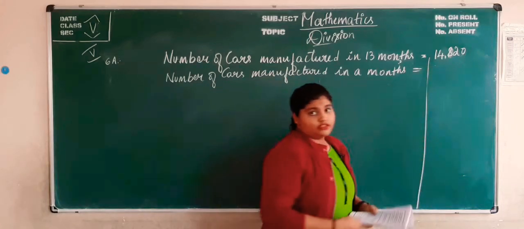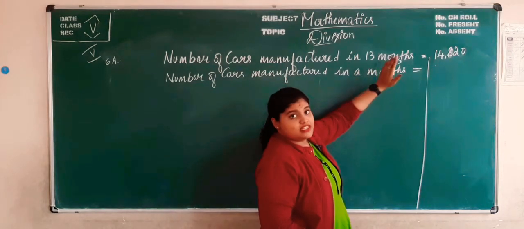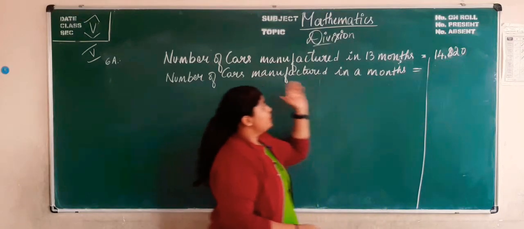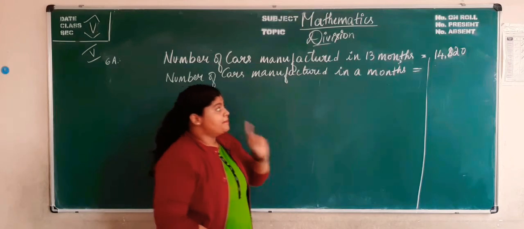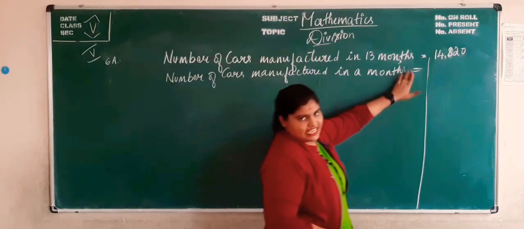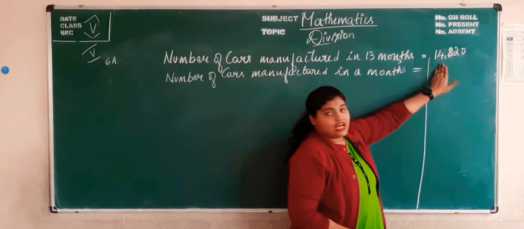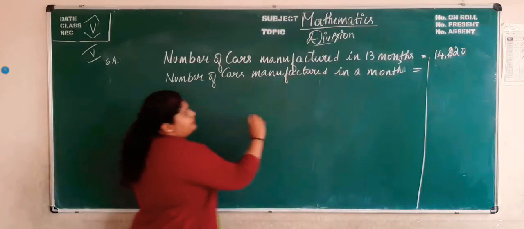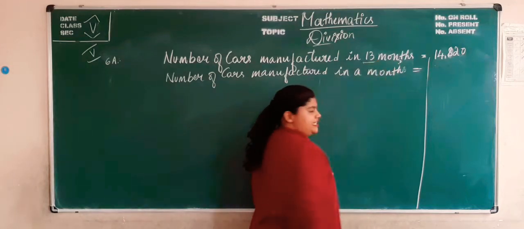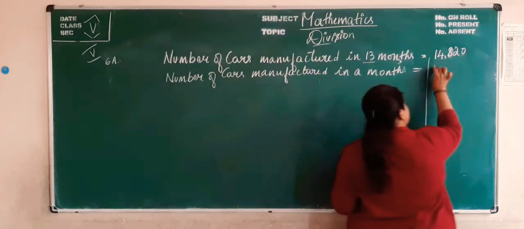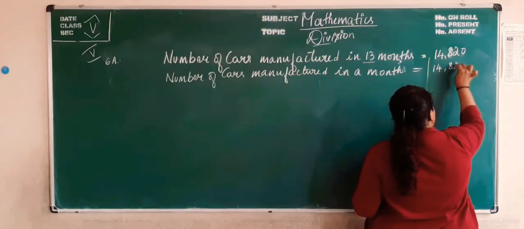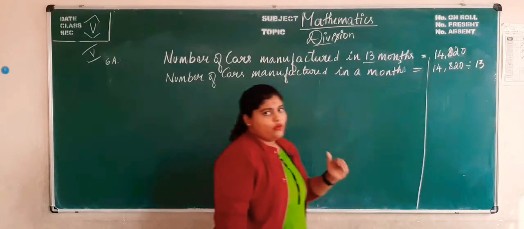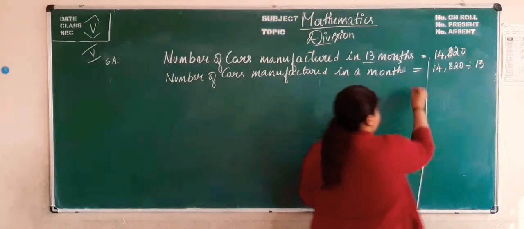how will we find out? We know in 13 months the number of cars manufactured is 14,820. So now we have to find out number of cars manufactured per month. So yes, we will be dividing 14,820 by 13. Right. So what I will write? I will write 14,820 divided by 13. So now we have to divide.